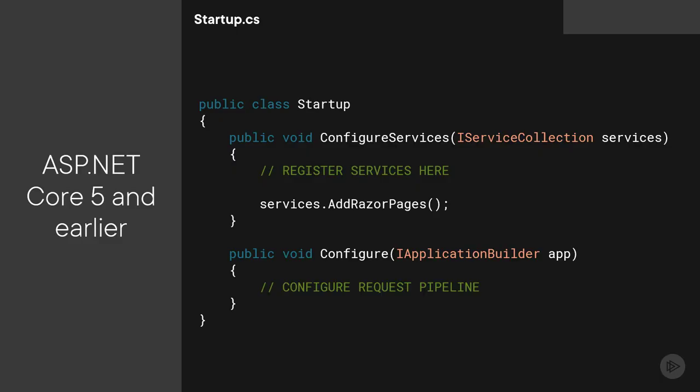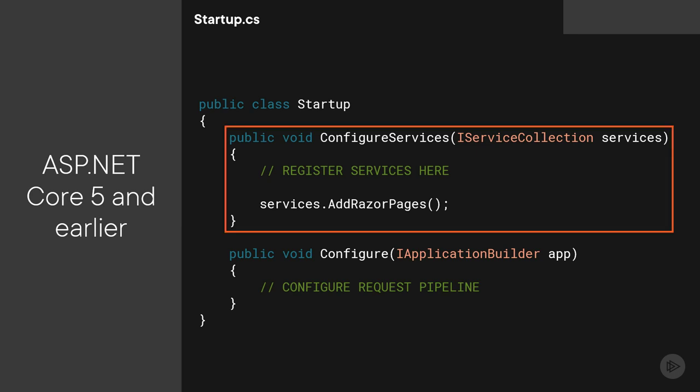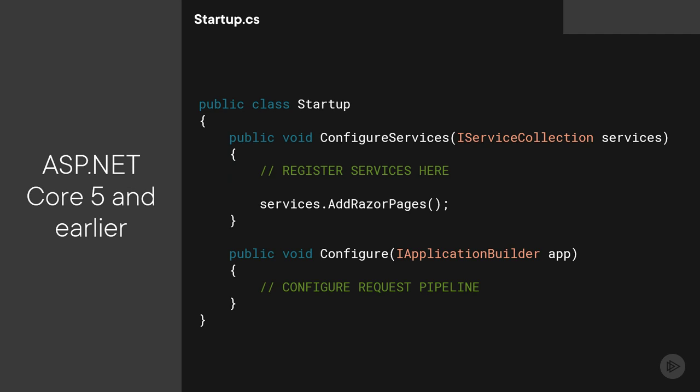If you use ASP.NET Core 5 and prior templates, it's worth highlighting that you configure services inside a class named Startup within its ConfigureServices method. This approach is still supported if you've upgraded a project to ASP.NET Core 6 and want to continue using that pattern. We're focusing on ASP.NET Core 6 in this course.